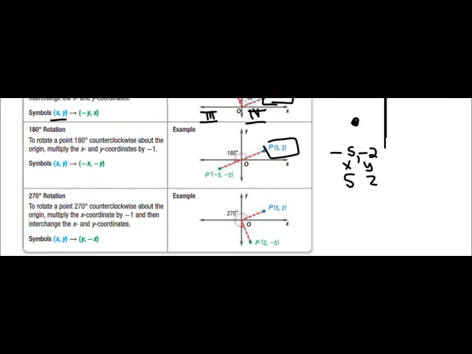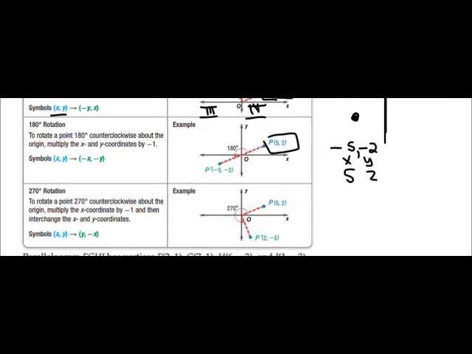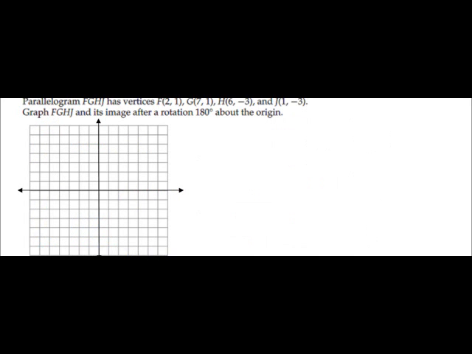And then finally, a 270 degree rotation, you take your x and y values, so x is 5, y is 2, and you switch the y position, so 2 is first, and you make the x a negative, or the opposite. So if it's already a negative, it becomes a positive.